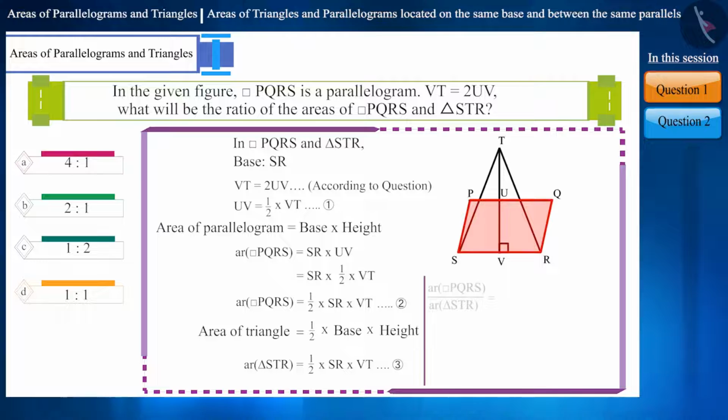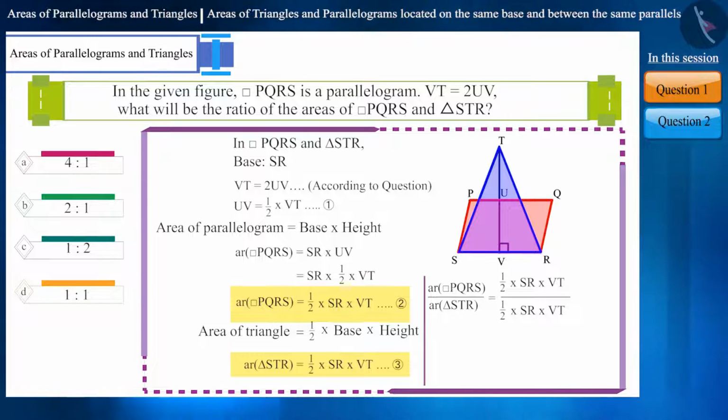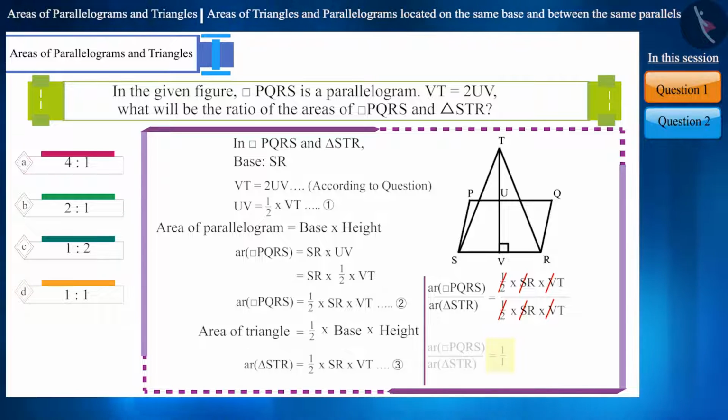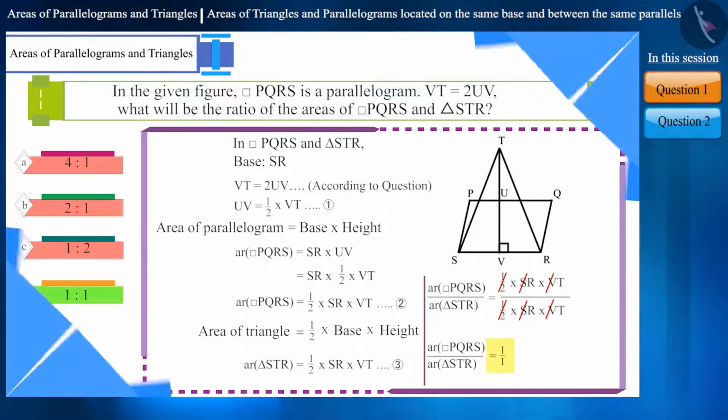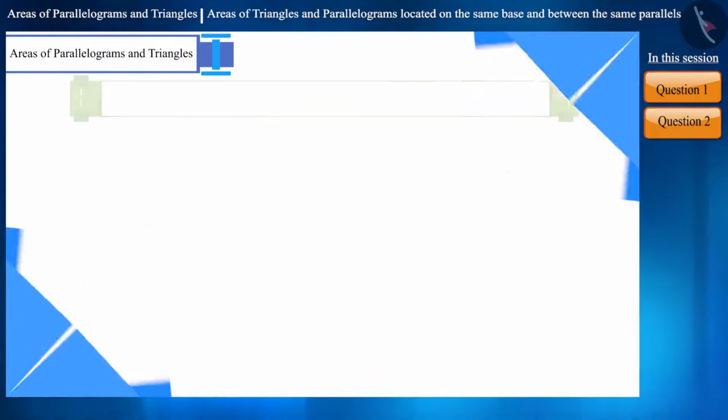Now the ratio of the areas of quadrilateral PQRS and triangle STR can be determined by dividing their areas. If solved, their ratio will be 1:1, which is option D. So, we can say that option D is correct. Let's move to the next question.